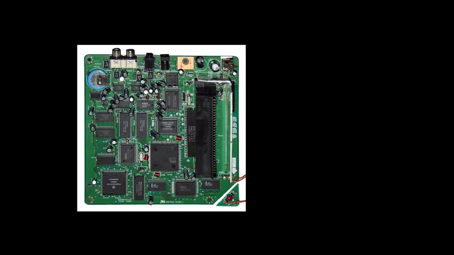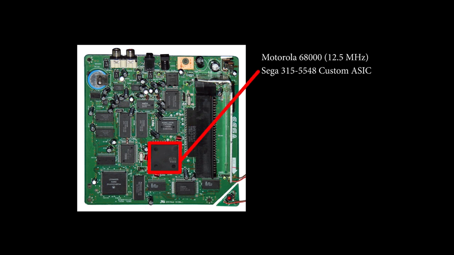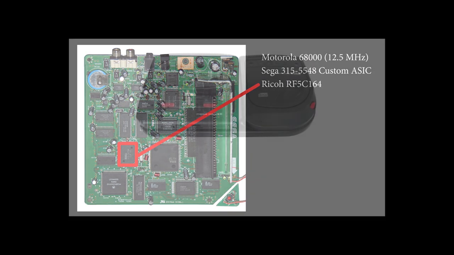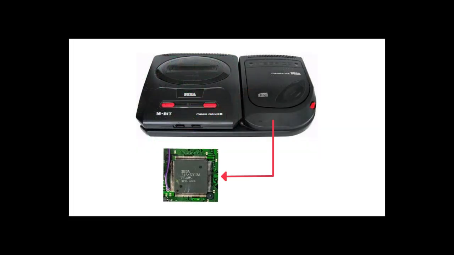So we've covered everything you need to know about the Mega Drive. Hopefully you're still with me at this point. I'm now going to quickly cover the Mega CD hardware before we start to discuss how the two work together. As with the Mega Drive CPU, the Sega Mega CD CPU is a Motorola 68000, running at a faster speed of 12.5 MHz. The Mega CD's graphics unit is a Sega 315-5548 custom ASIC, capable of scaling and rotating graphics. The Mega CD's sound chip is a Ricoh RF5C164.